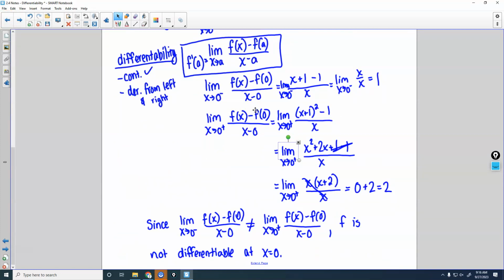Now, this is something you would see on a free response. Usually, they will break that into parts, where they ask for continuity in one part and differentiability in the second part, because it's a lot of work in one.